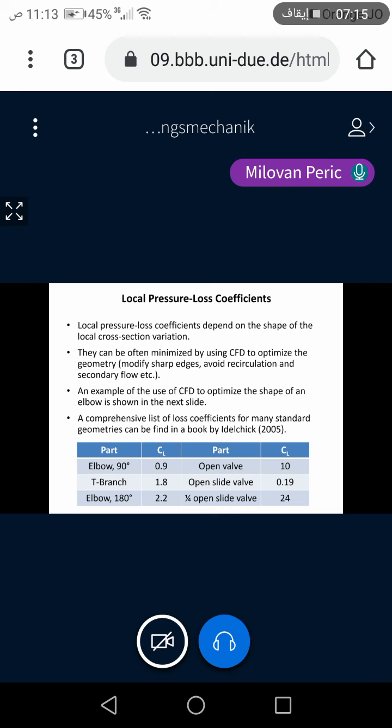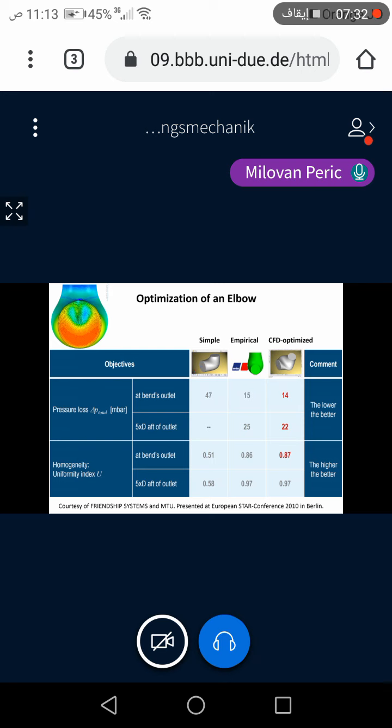If it's fully open, there is a small resistance, CL is 0.19, but if you have something like this and you open only 1/4 of it, you have a very large coefficient, which is 24, which is then due to the high recirculation. Here's an example of this local loss and how it can be optimized.